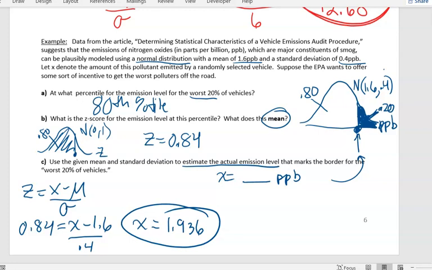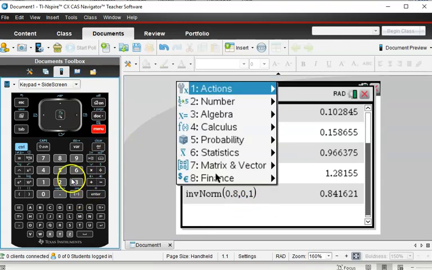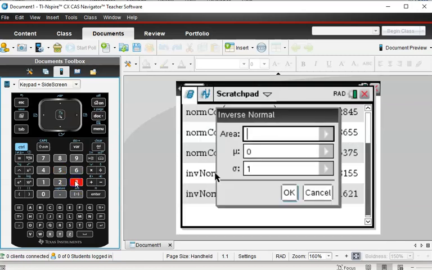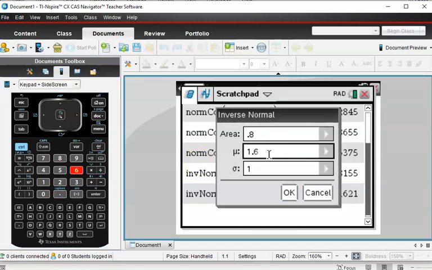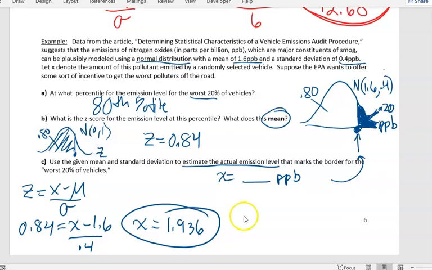But your calculator can do this as well. As we've been plugging this in, we've been dealing with z-scores, so we've been leaving the mean as 0 and 1. But on each of these, NormCdf and inverse normal, menu, statistics, distributions, inverse normal, you can change that. If the area to the left is 0.8 and the mean is 1.6 with a standard deviation of 0.4, since this isn't 0 and 1, it's not going to give me the z-score with 80% to the left. It's going to give me the actual x value with that to the left, which is 1.936 here. We have a little bit of a difference because of rounding.